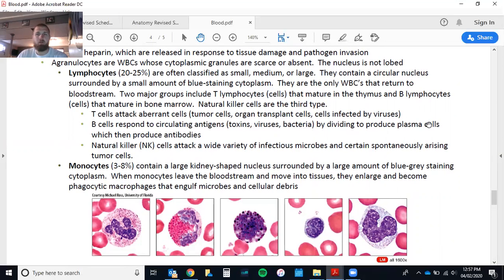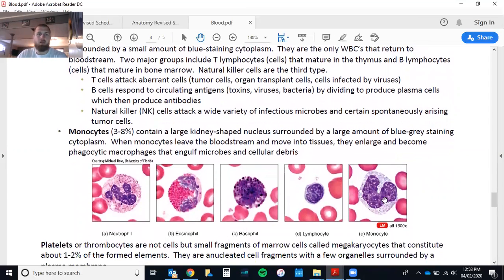And they produce plasma cells, which are the cells that actually produce the antibodies. So you can say B cells produce antibodies. They don't directly do so, but they produce the plasma cells that do produce the antibodies. And then these final cells are called monocytes, which have a large kidney-shaped nucleus surrounded by a large amount of blue-gray staining cytoplasm.